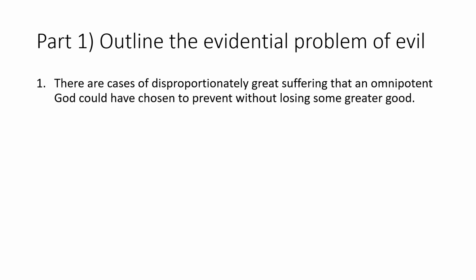But it points out that the distribution and spread of evil in the world is disproportionate, and it's something which falls largely on the back of those who already suffer. So we start with this premise here that there are cases of disproportionately great suffering that an omnipotent and all-loving God could have chosen to prevent without losing some greater good. So we've granted the possibility that God might exist, but on looking at the spread of evil in the world, it seems unlikely that a good and omnipotent God would exist.